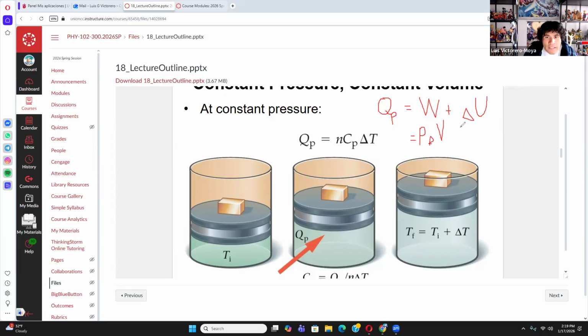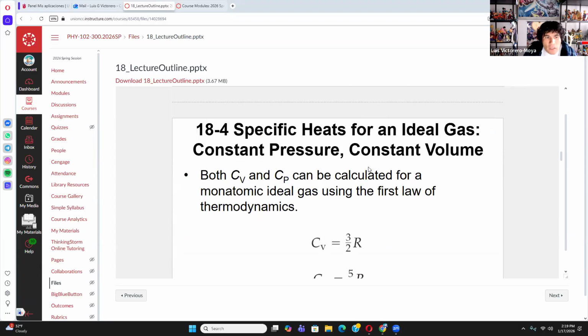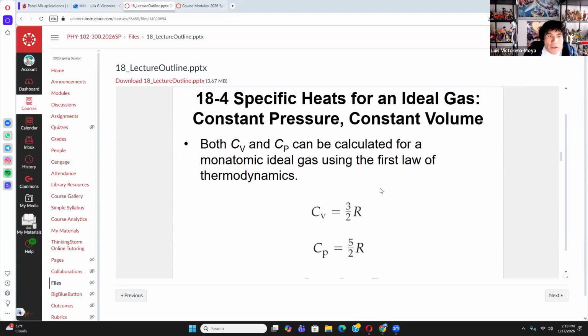Now, I'm going to show you in problems that there is a way to find this delta U even if you don't have work. There are nice ways of finding delta U for constant pressure as well. Now, Cp and Cv are constants, as I said. For a monoatomic ideal gas, Cv is 3/2 of R, Cp is 5/2 of R.